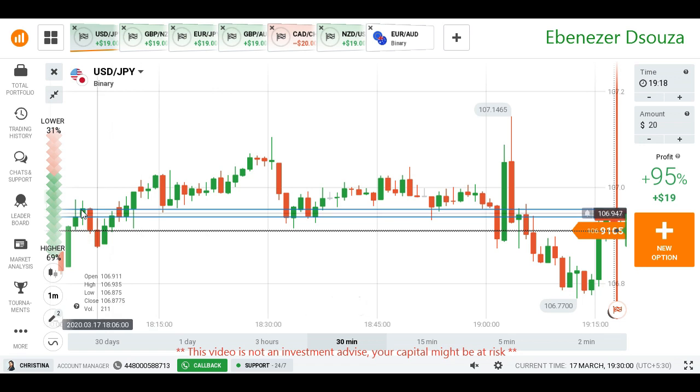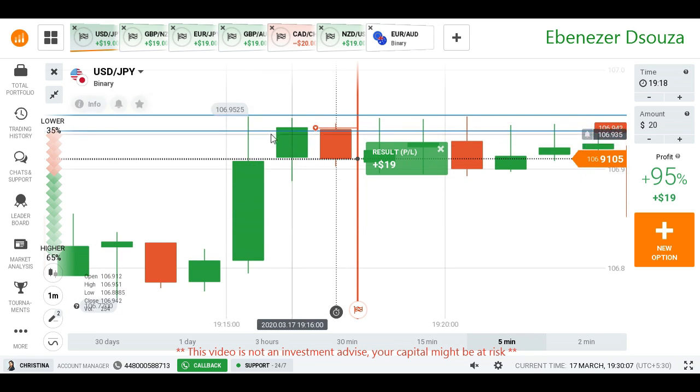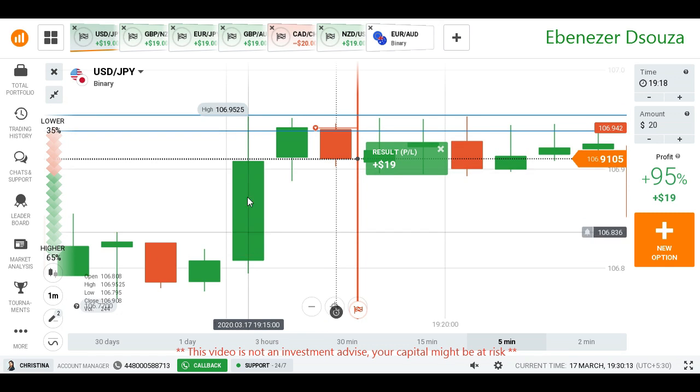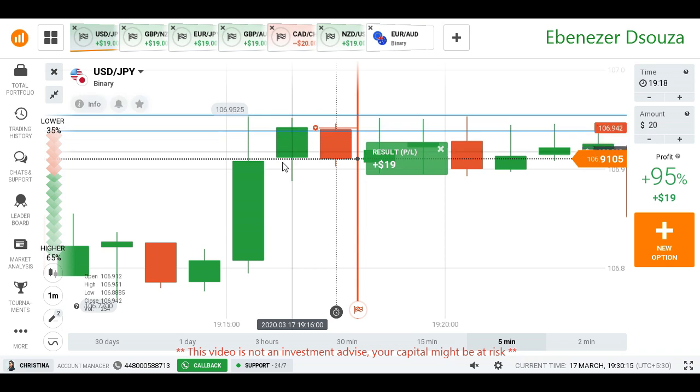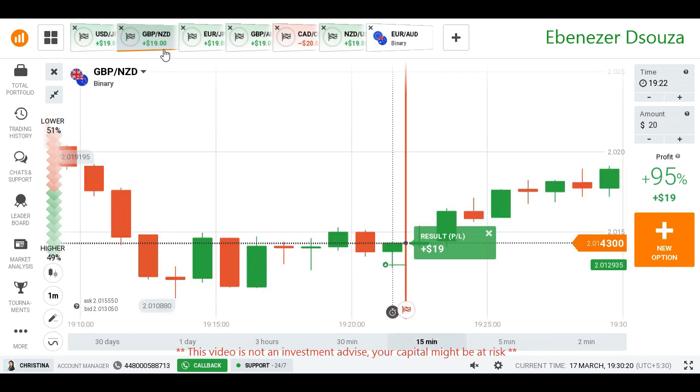And this is a level, you can see so many times it reversed, and here also it closed at the level with rejection, and previously we already saw a rejection. This is a weak candle compared to the previous candle, meaning the buyers became very weak at this point. That's why I placed a lower option.